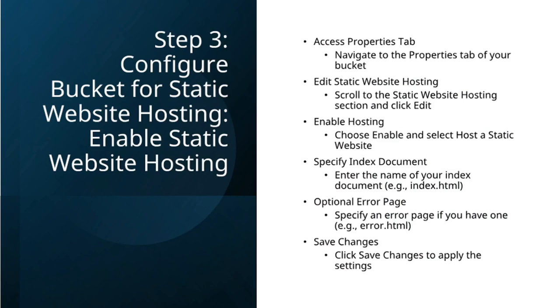Finally, click Save Changes. Go to the Properties tab of your bucket. Scroll down to the Static Website Hosting section and click Edit. Choose Enable and select the option Host a Static Website. Enter the name of your index document, for example, index.html. If you have an error page, which is optional, specify that as well, for example, error.html. Click Save Changes.